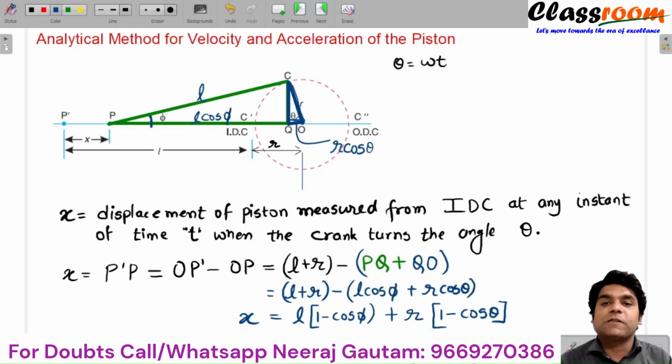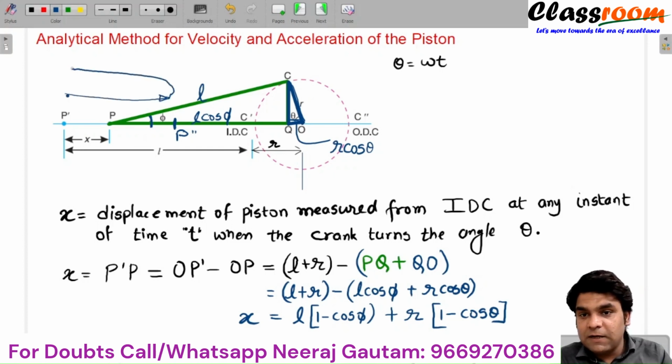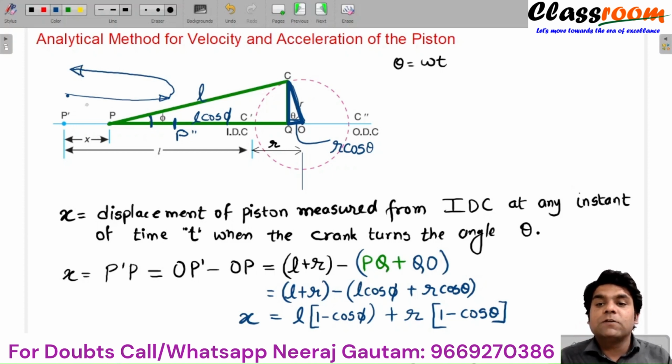x is the displacement of the piston at any instant of time measured from the inner dead center position. You can see here that this is a trigonometric relation. The trigonometric functions change their signs, so definitely the direction of motion will also change. The direction of motion changes after this distance: from P to P dash it is left to right, and from P double dash to P dash again it is right to left. So it changes direction of motion continuously. You can see it from here also. Now this is the equation number.